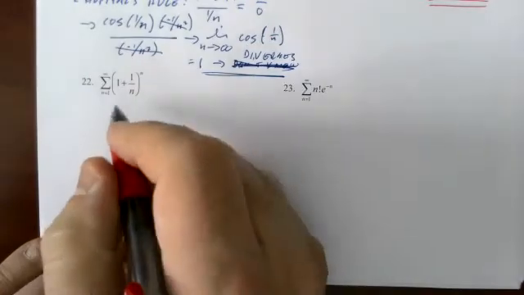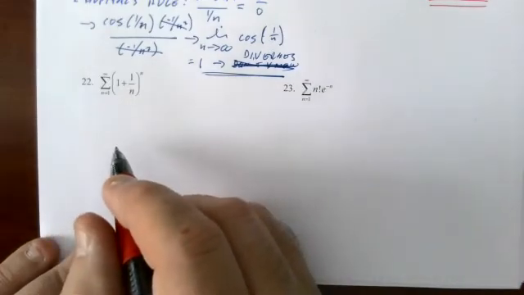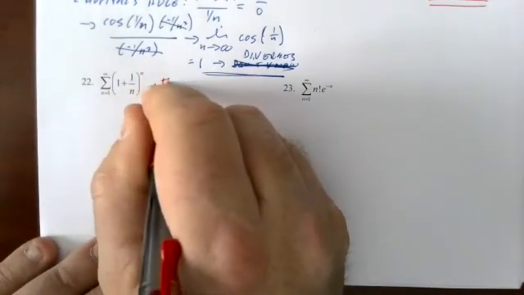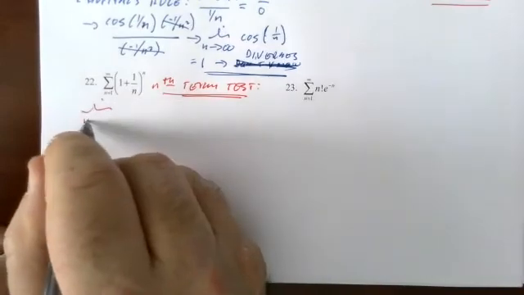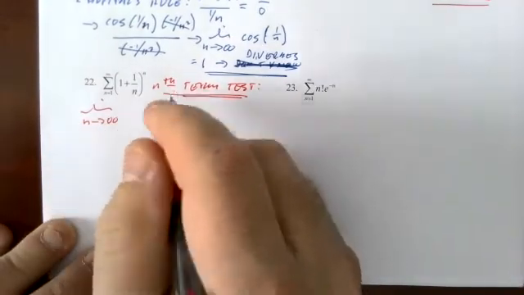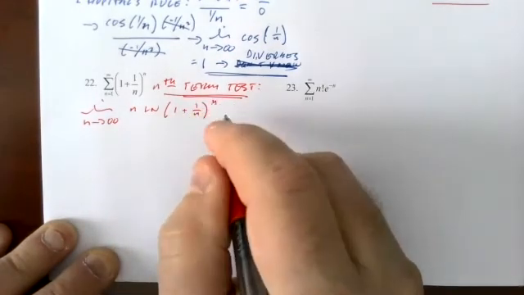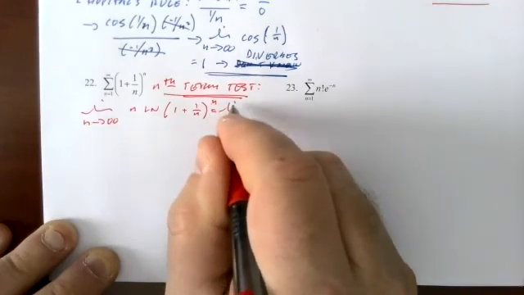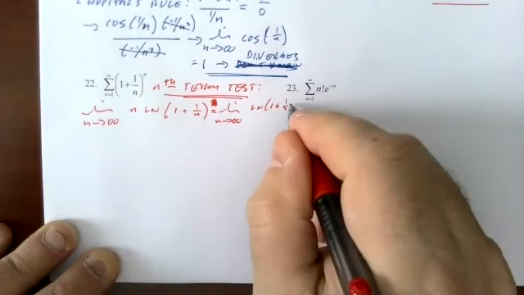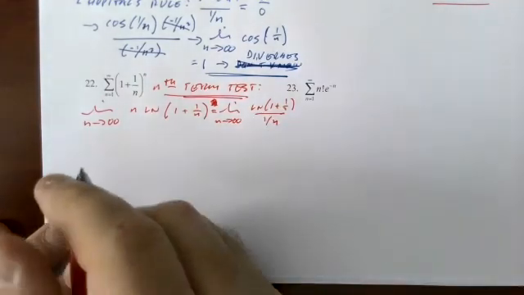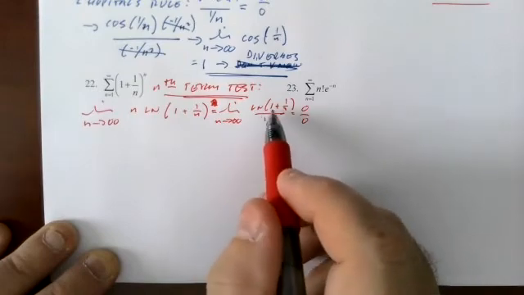Down here, the sum of 1 plus 1 over n is e to the x, I thought. No, not quite. It's close. All right, so let's do the nth term test. Limit as n goes to infinity, 1 plus 1 over n to the n, so I get an ln. So I get n ln of 1 plus 1 over n, which means I have to go with the limit as n goes to infinity of ln of 1 plus 1 over n over 1 over n. That gets me 0 over 0. Infinity is 1, ln of 1 is 0.